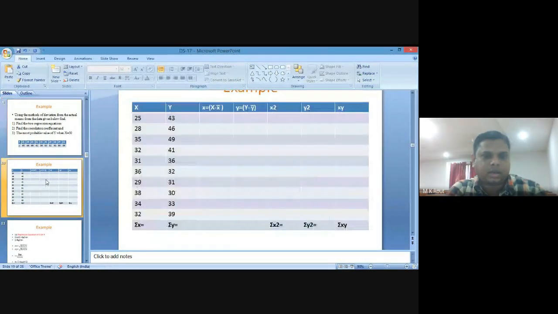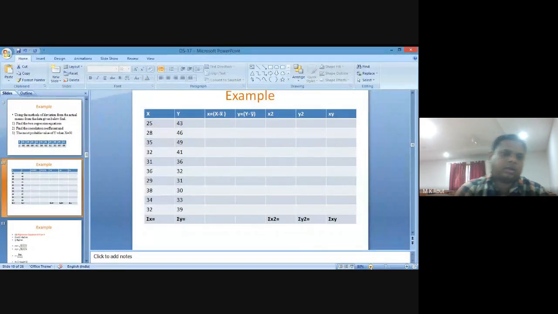So try to solve from both sides. Here I can make a particular table. The first column belongs to the x variable and the second column belongs to the y variable. Then I calculate small x, that means x minus x bar, and the next is small y, that equals y minus y bar. Then we go for the square of x variable and square of y variable, and finally we multiply small x into small y. Clear? So first calculate the mean in case of the x variable.